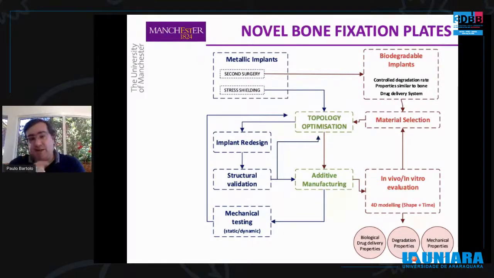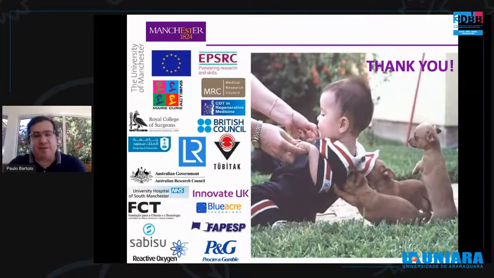One of our ideas is also to use these plates as drug delivery plates. So by knowing the degradation process and by controlling the degradation process, it will be possible to print at specific positions, for example, bisphosphonates that will be released in a controlled way, designing these plates for osteoporotic bone applications. And with this, I complete my presentation.